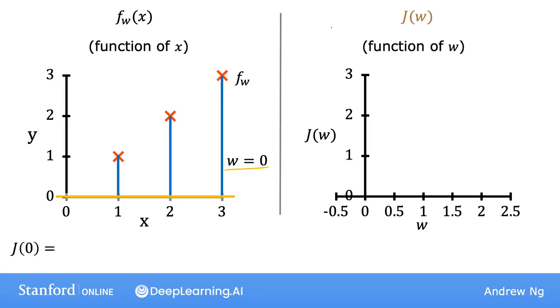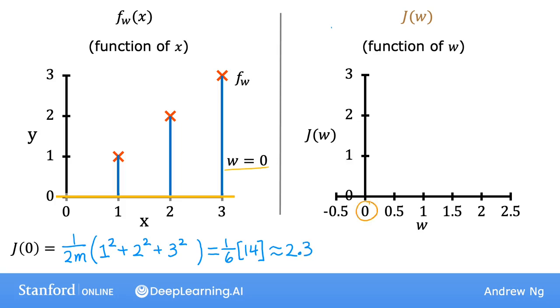So the cost j when w equals 0 is 1 over 2m times the quantity 1 squared plus 2 squared plus 3 squared, and that's equal to 1 over 6 times 14, which is about 2.33. So let's plot this point where w is 0 and j of 0 is 2.33 over here.